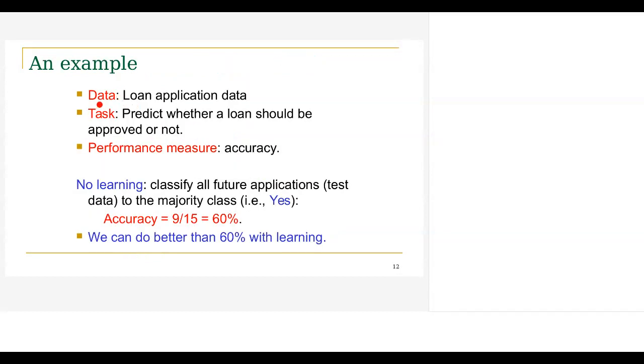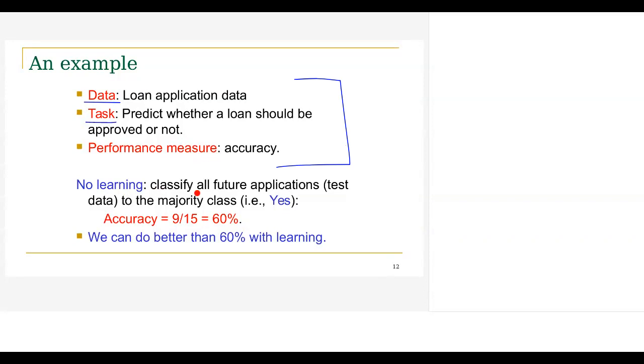An example, taking the loan application again. We have the data, which is the loan application data, the 15 client data. The task is to predict whether a loan should be approved or not. And the performance measure is accuracy. We have these three things: data, task, performance measure.